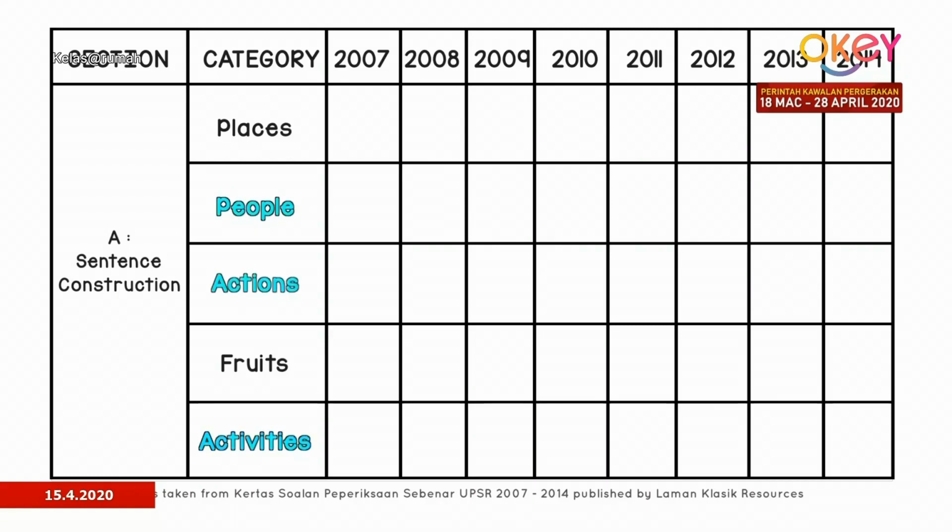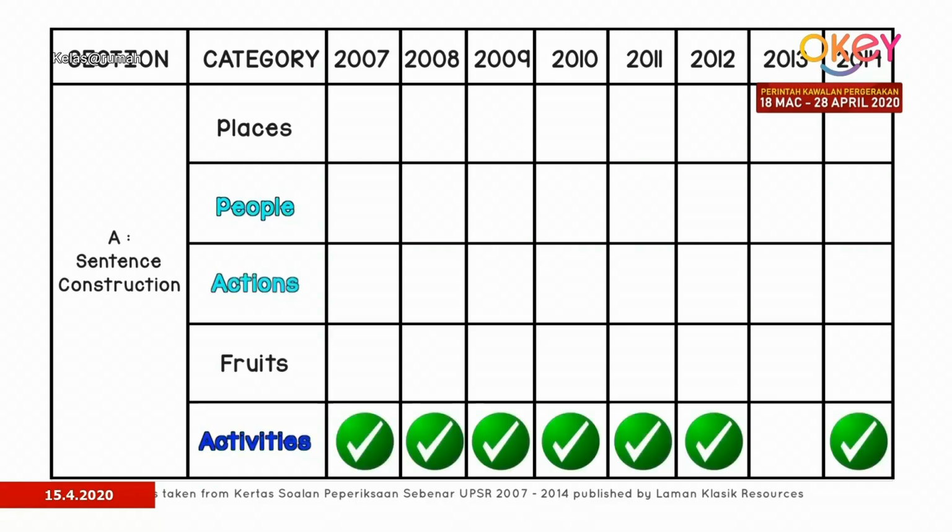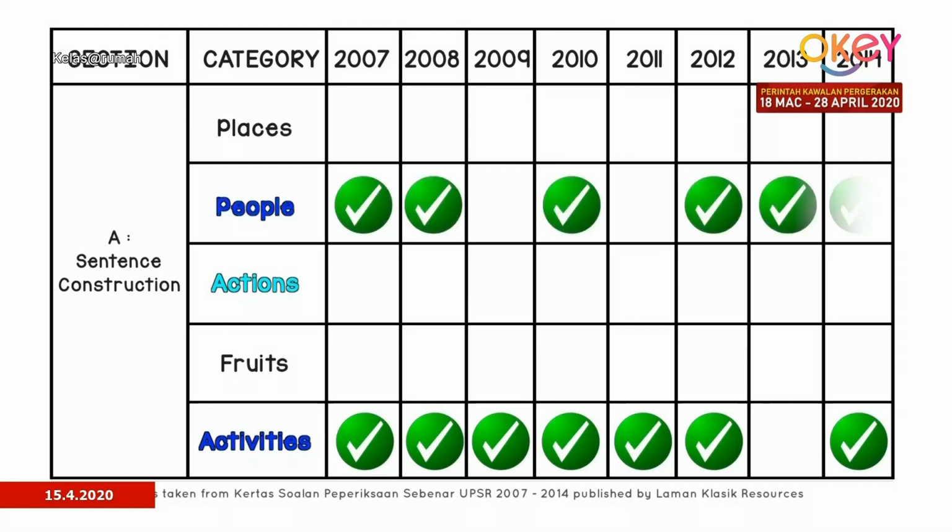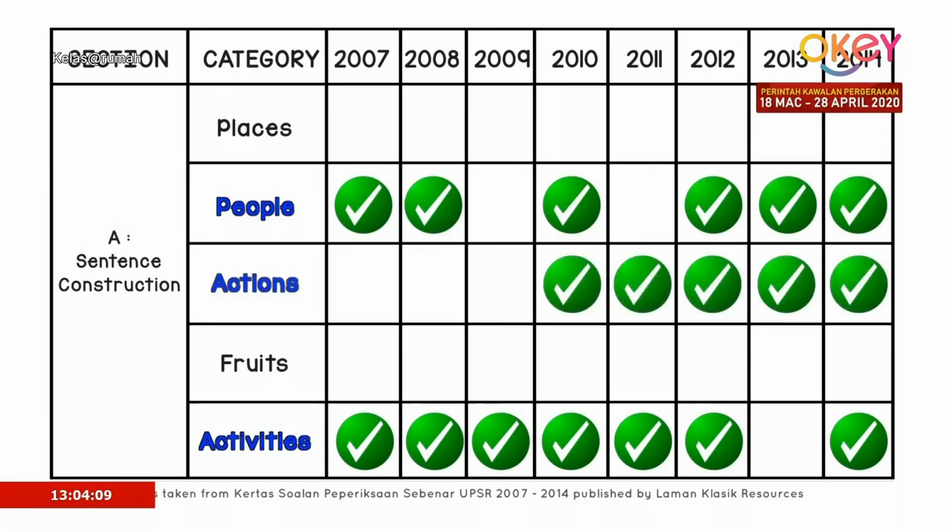The topic related to activities appeared every year except in 2013. Meanwhile, the topic related to people appeared every year except in 2009 and 2011. Topics related to actions is also popular. It appeared from 2010 to 2014. Places appeared twice in 2007 and 2008. Fruits only appeared once in 2008. So we can anticipate that pictures and guide words related to people, actions, and activities will most likely appear again in the next UPSR examination.